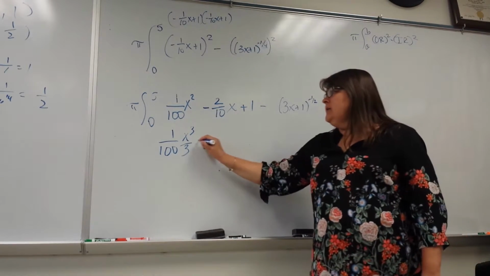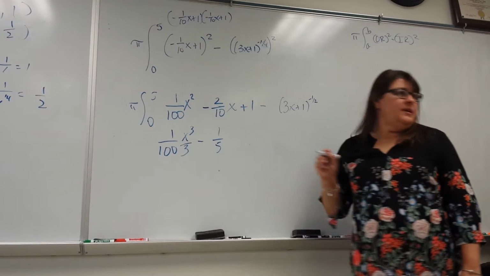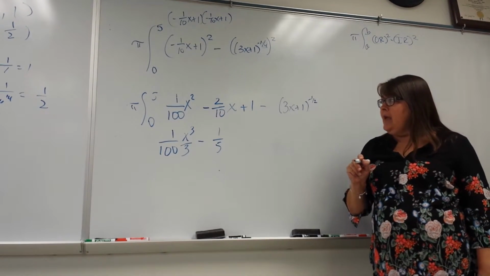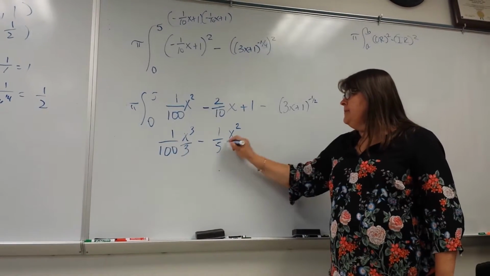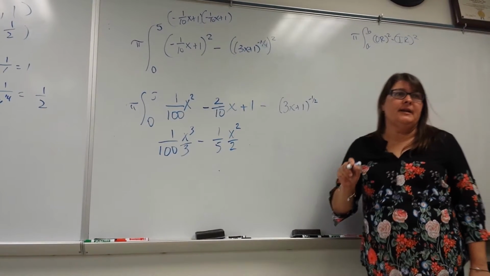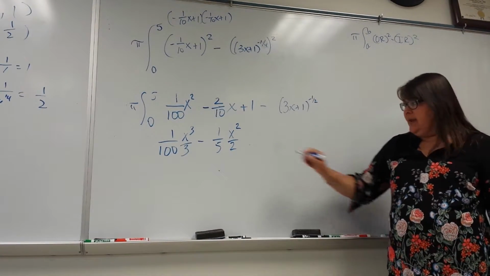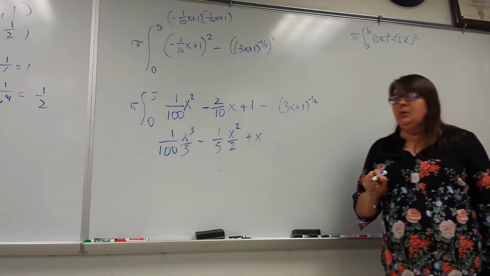I add one to the exponent and divide by that new power. So I'm going to make this negative 1/5. And then what's this? x squared over 2. Good. We'll clean that up in a second. Plus x. Good.